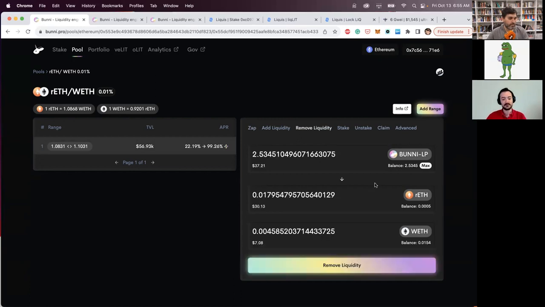Oh. So because this uses ERC20s instead of NFTs, it's more gas efficient. Right now, we don't care that much because gas is low, but in general, in other times it has been high and Bunny has saved some gas.